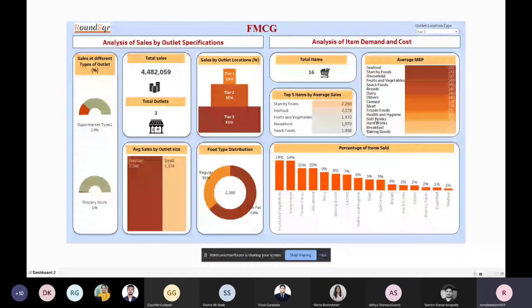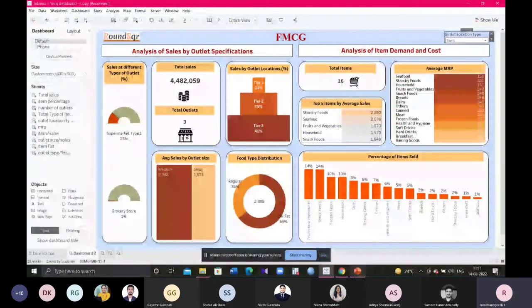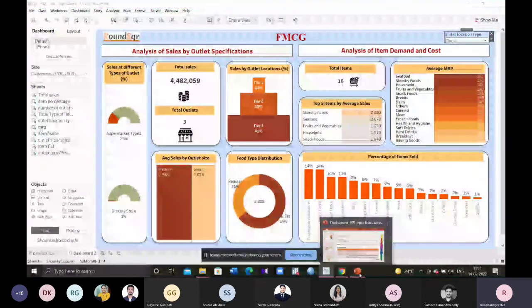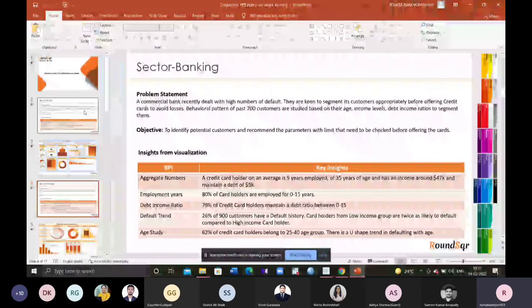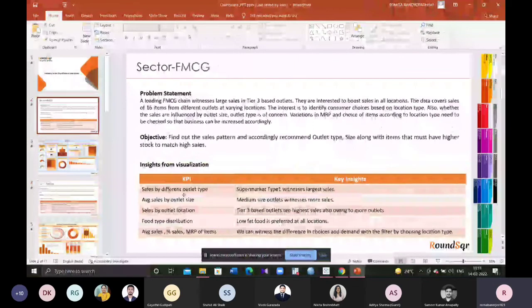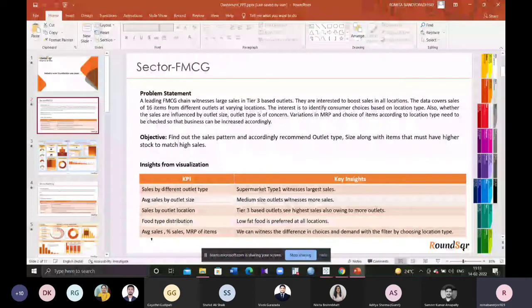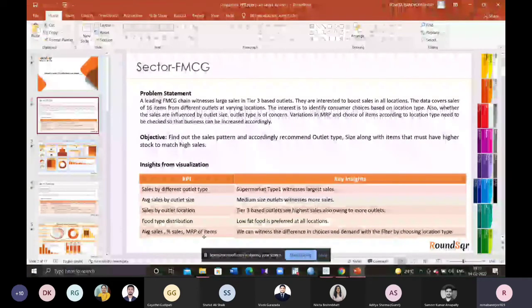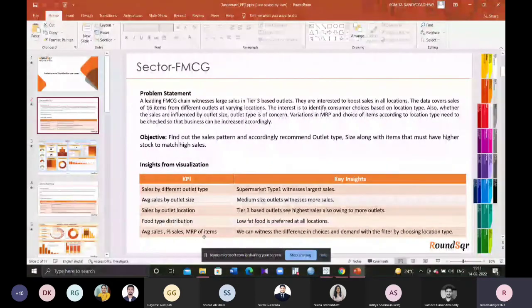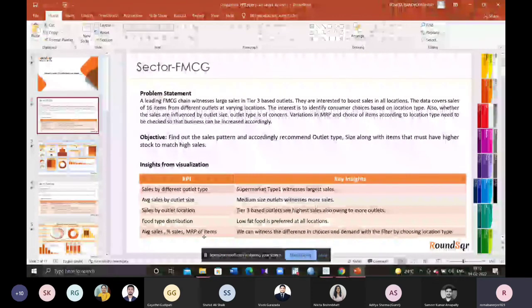So like this, we can select tier 2 and tier 3, and we can understand which type of outlet size is required there, or which type of location should be required. Like these are the KPIs which we are looking forward to: the sales of different outlet type, outlet size, outlet location, the average sales, MRP. So this would successfully help us to determine which customers are preferring which items in which location, and consequently we can flourish the business over there. So this is how the dashboard would help them.